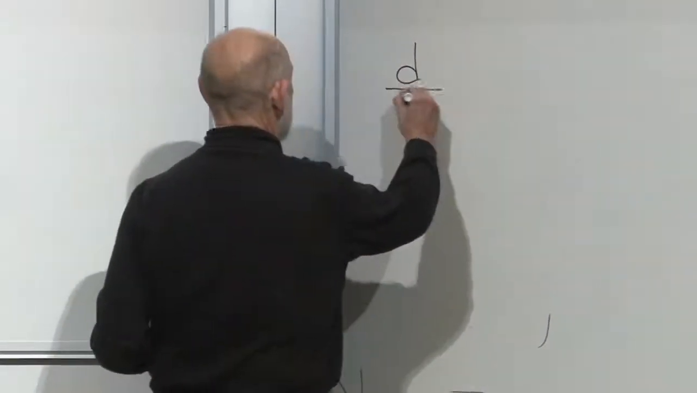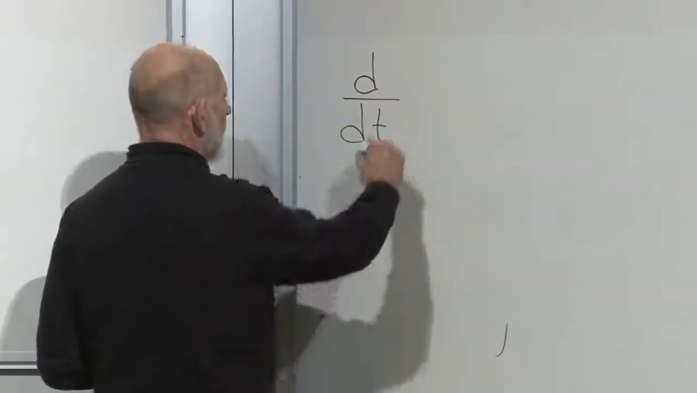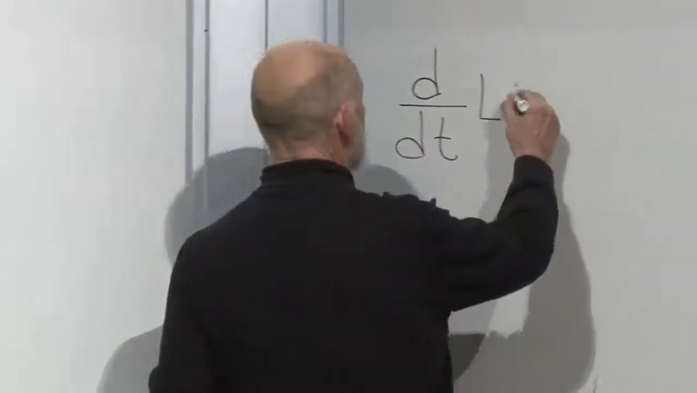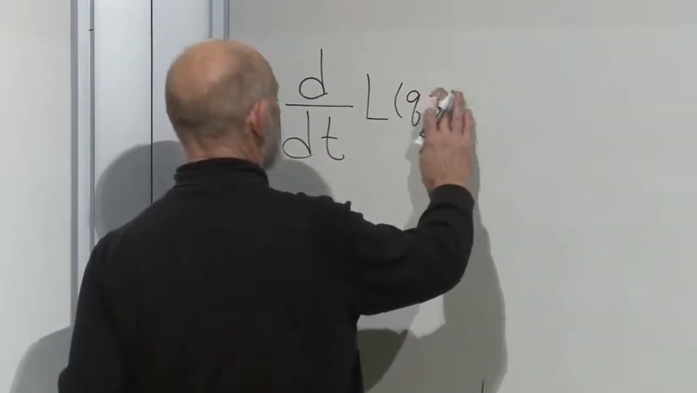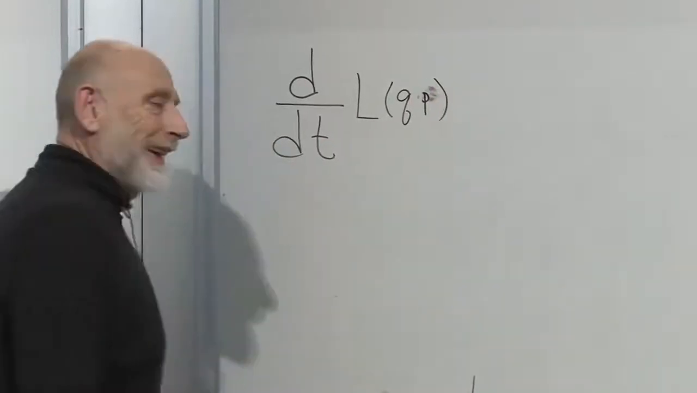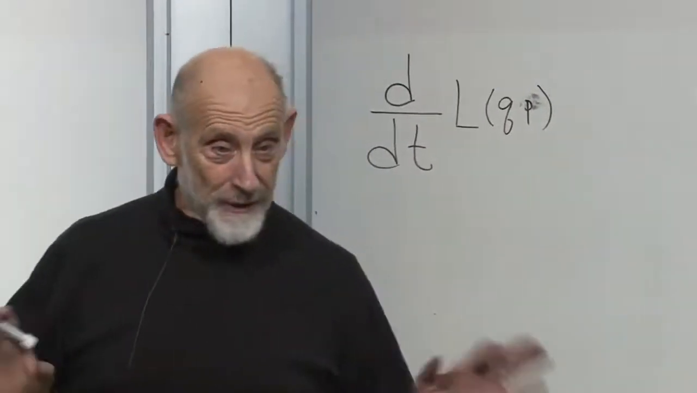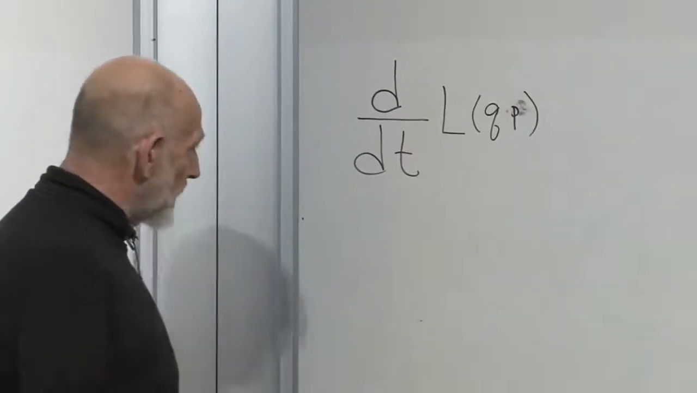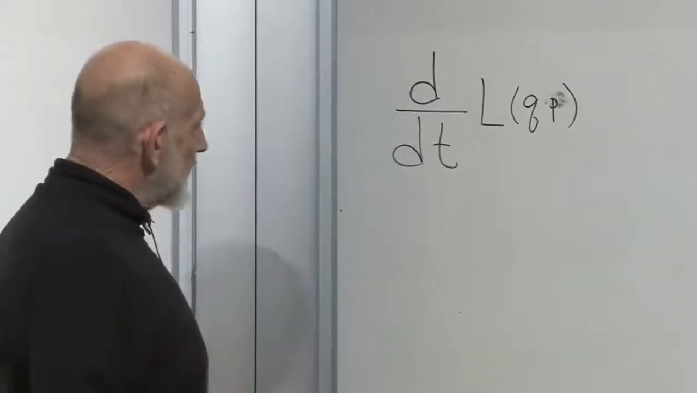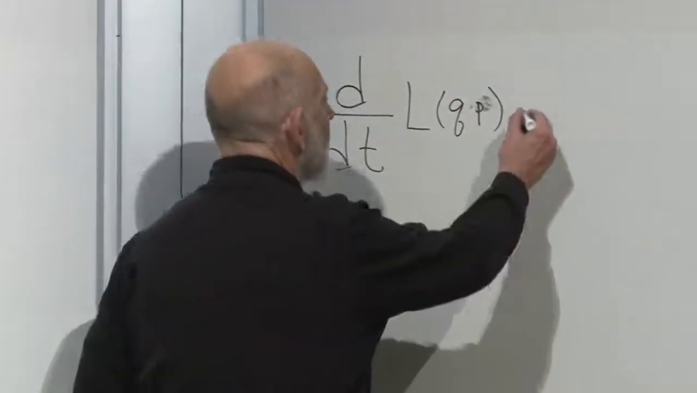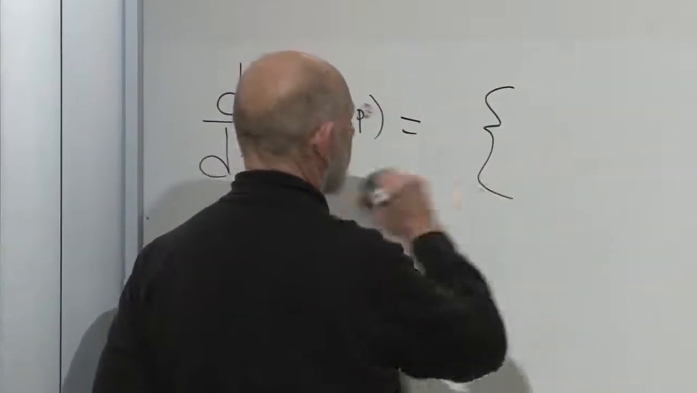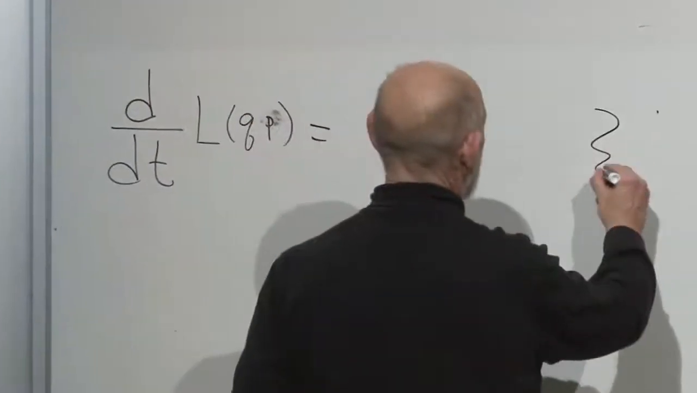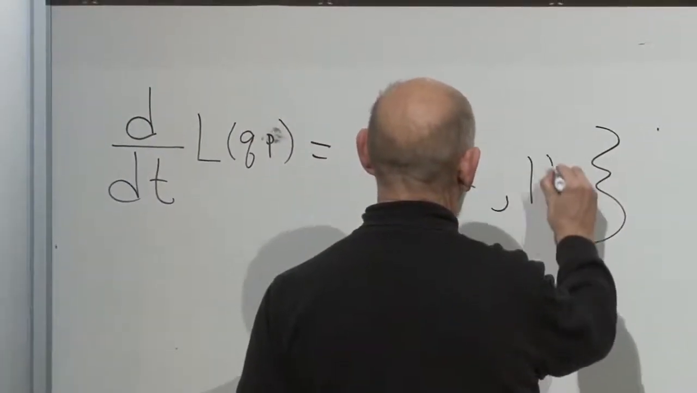Right, d by dt, exactly, d by dt of a classical function, and this could be a classical function of q's and p's. In classical mechanics, we have q's and p's. L, incidentally, is a standard notation for angular momentum. This could be the angular momentum, but right now I'm just using it to represent any observable. d by dt of L is equal to a certain Poisson bracket, and the Poisson bracket is the Poisson bracket of L with the Hamiltonian.